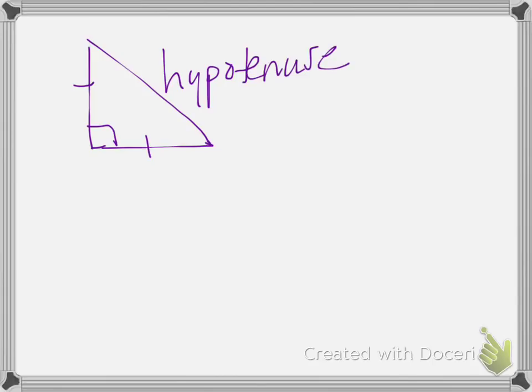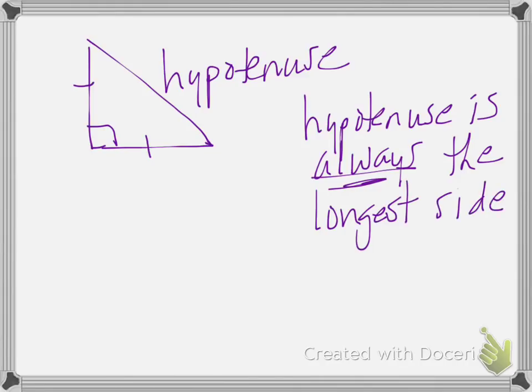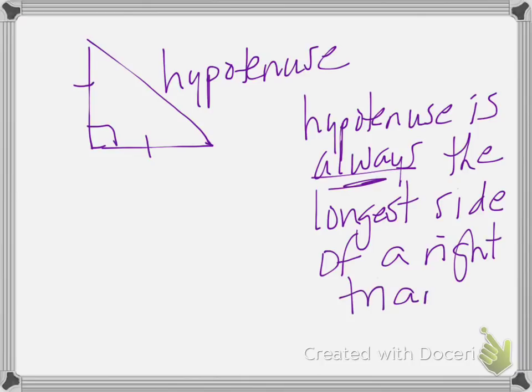Now one thing I think that I did not mention that's really important is that the hypotenuse, so let's write this down, the hypotenuse is always, and I mean always, the longest side of a right triangle. So if you're given an isosceles right triangle, it means that the two legs must be congruent. It can't possibly be the hypotenuse because that's always the longest one.